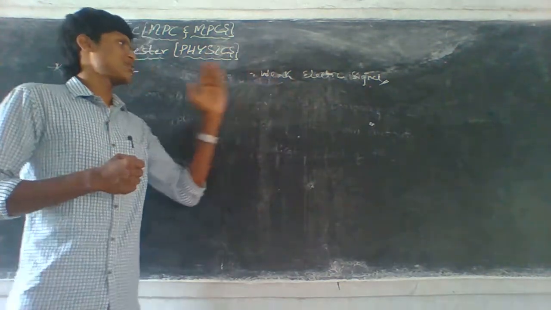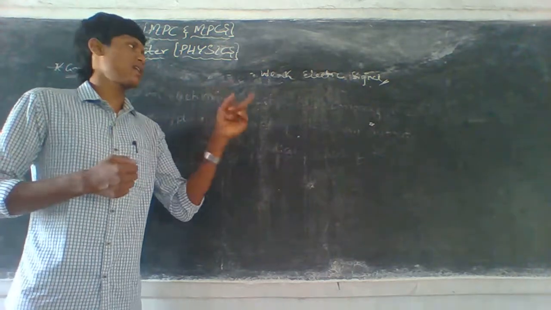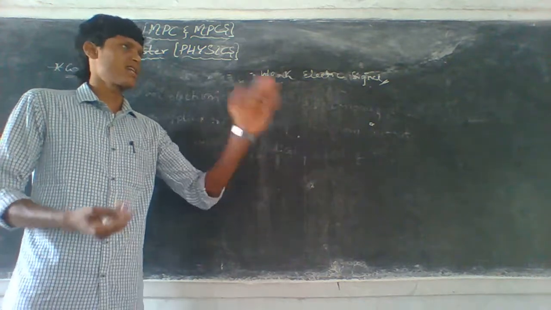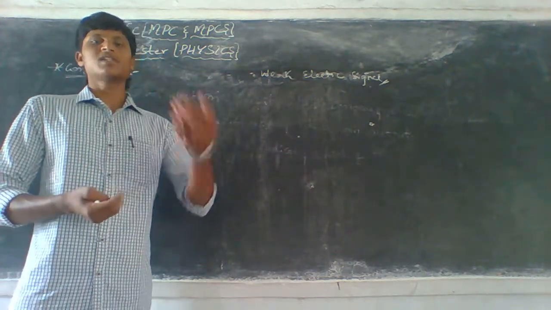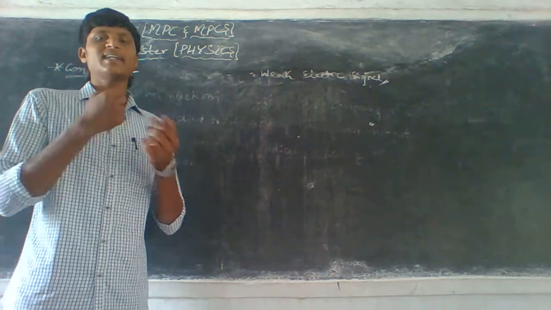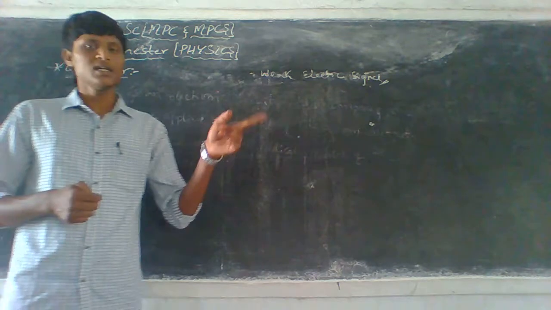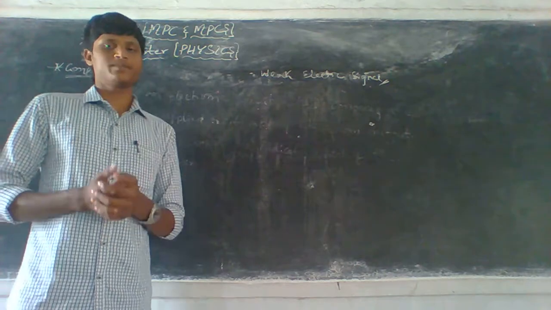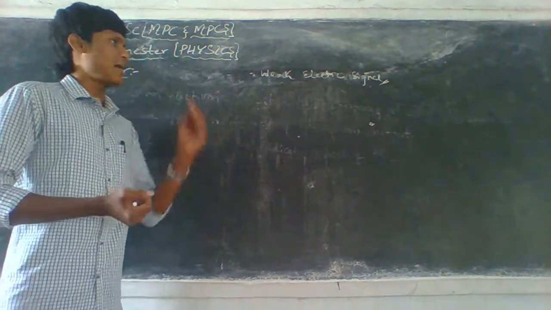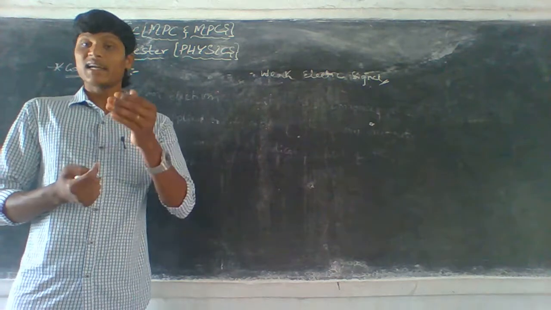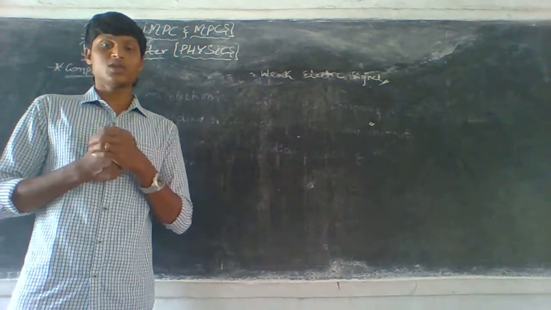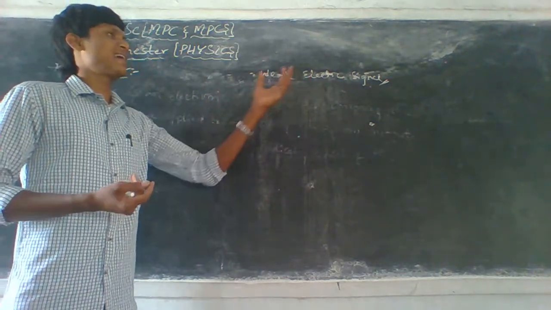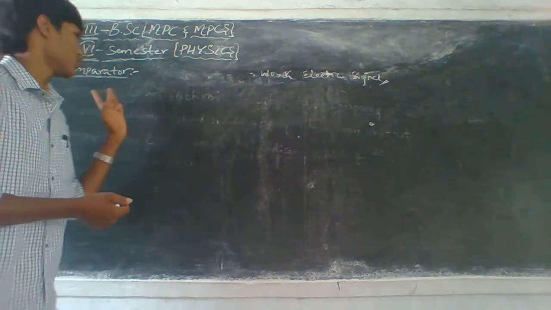The next one is the transconductance amplifier. The transconductance amplifier converts a voltage input and produces a current output. The next one is the trans resistance amplifier. The trans resistance amplifier converts a current input and produces a voltage output. These are the main three categories of operational amplifier. Then we will discuss the comparator.